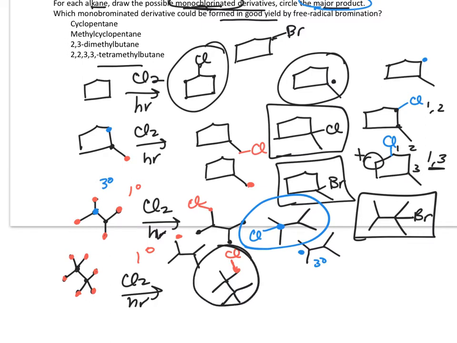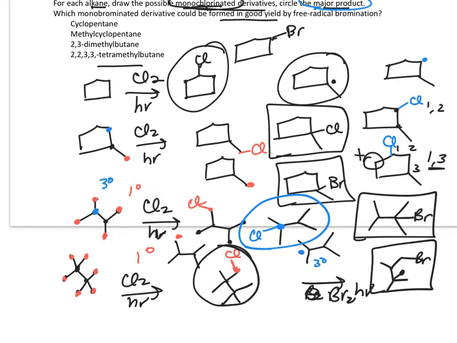And of course, if you get bromine, Br2, H nu, your only product would be the bromine as well. And there you go.